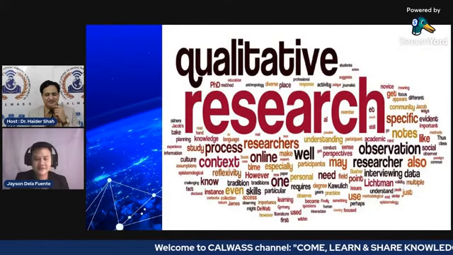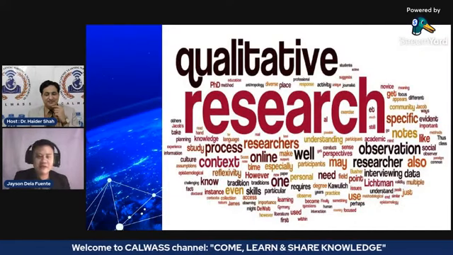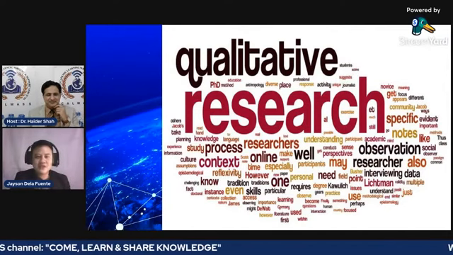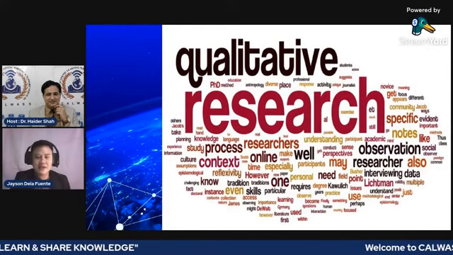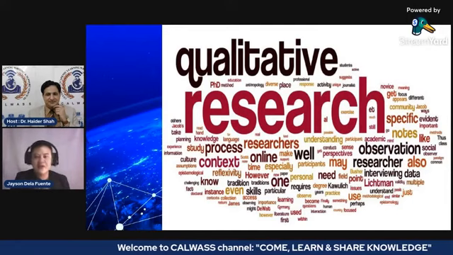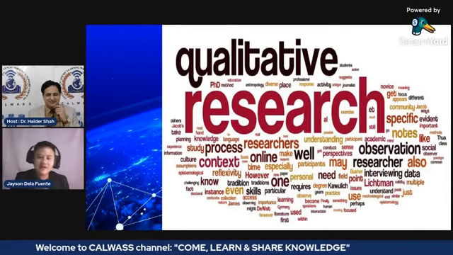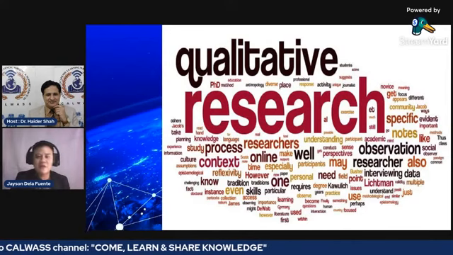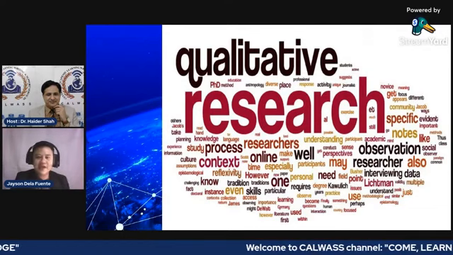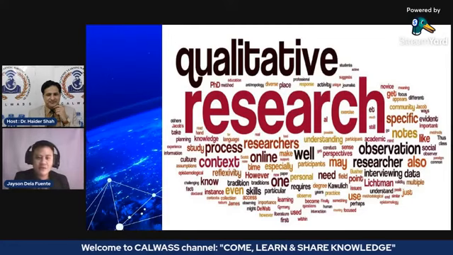Now let us move on with what is qualitative research. As you can see in the word cloud, there are actually a lot of things that we can associate with qualitative research. We can say qualitative research is an observation. We can encounter context, online interview, process, one-on-one, researchers, interviewing, data, and many more. But let me share with you how I define qualitative research.